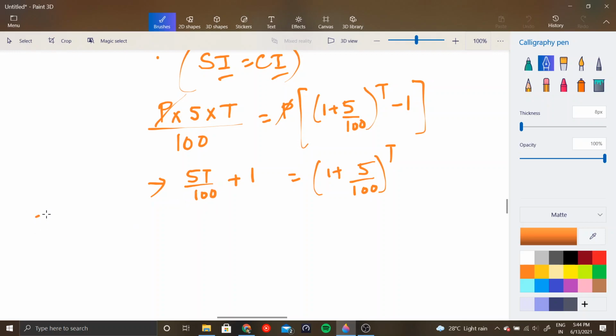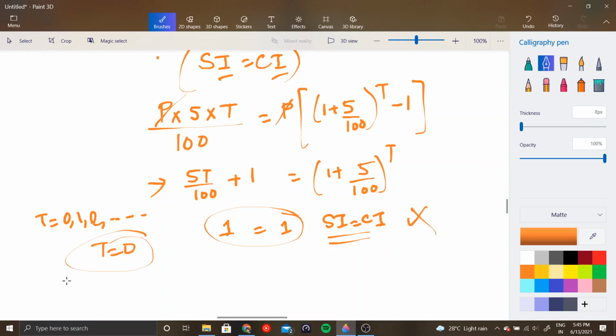Start off with the minimum values. Let us start with 0, 1, 2 and go on. Take T equal to 0. The LHS becomes 1 and the RHS becomes 1 plus 5 by 100 power 0, that is also equal to 1. SI equal to CI. Is this your answer? No, right? T equal to 0 actually means that you didn't invest the money at all. So do not fall for this trap. This is the only trap here.